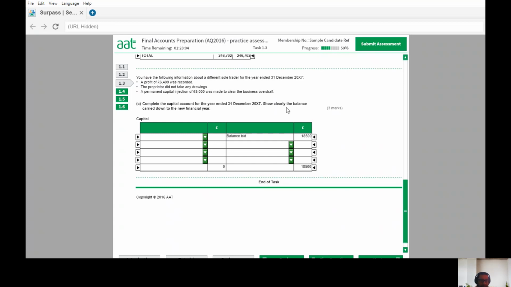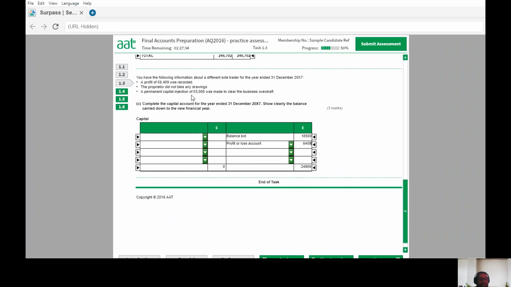Clearly show the balance carried down for the new financial year. So this is the opening balance here. And the profit was recorded. This profit will go into the capital account, as it is coming from the profit and loss account, because this will increase the owner's capital. So 6,409 pounds there. That is the first one. He did not take any drawings, so nothing goes on the debit side.